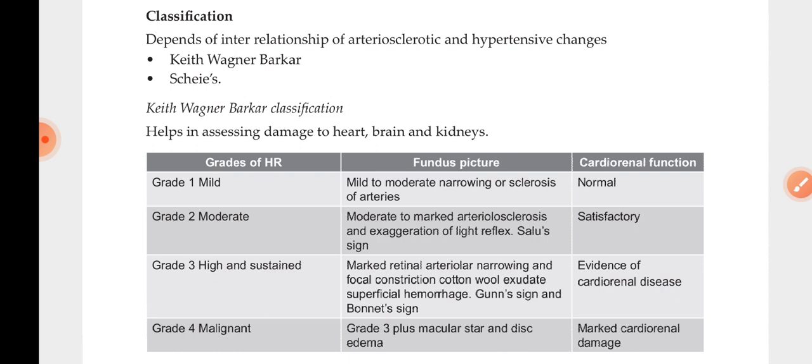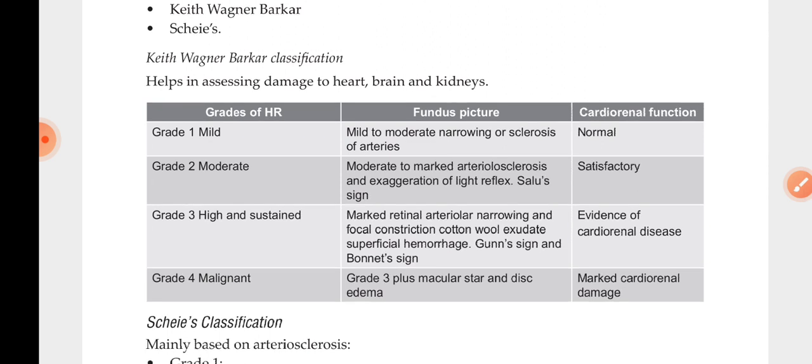Grades of hypertensive retinopathy: grade 1 is mild, grade 2 moderate, grade 3 high or sustained, grade 4 malignant. In grade 1, there is mild or moderate narrowing and sclerosis of arteries, and cardiorenal function is normal. In grade 2, there is moderate to marked atherosclerosis and exaggerated light reflex, that is Salus sign. Cardiorenal function will be satisfactory.